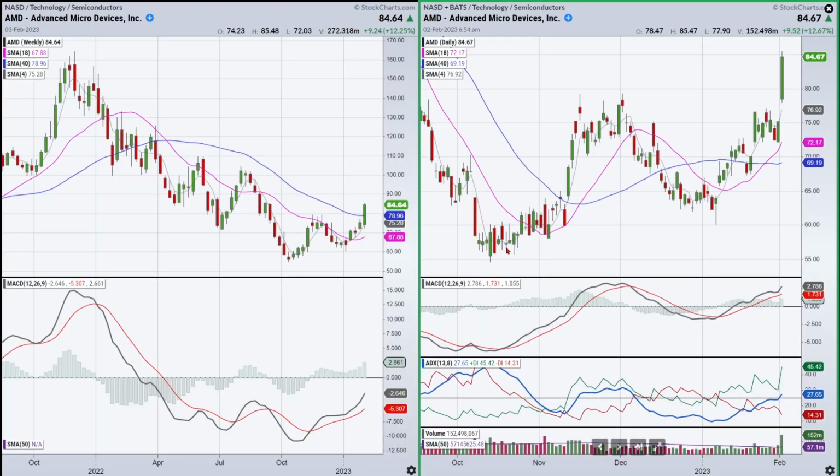Okay, so the pattern that I'm looking at is a combination of price and MACD. Now, on the left, I've got AMD weekly, and on the right, I've got the AMD daily. I want to show the daily chart as well because I want to show how the entry pattern will often develop in this setup.